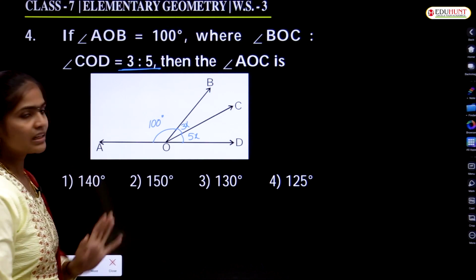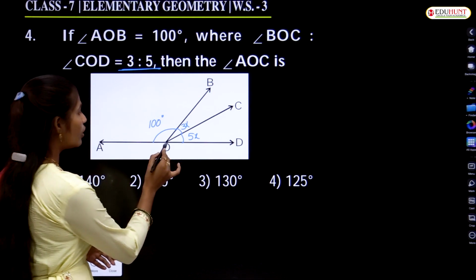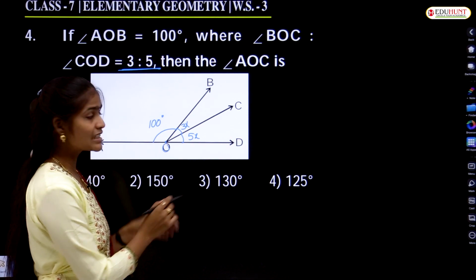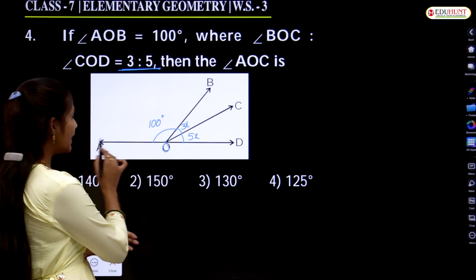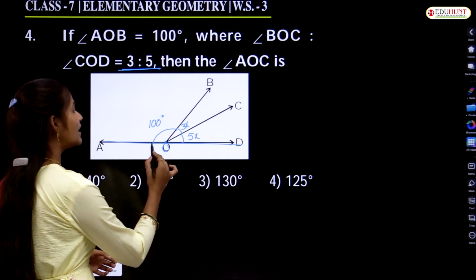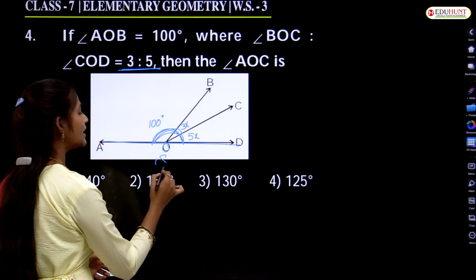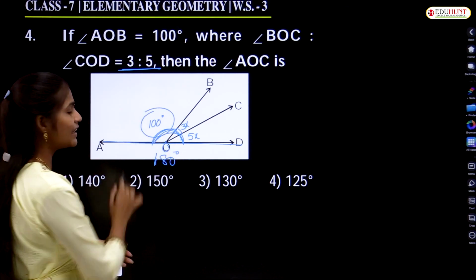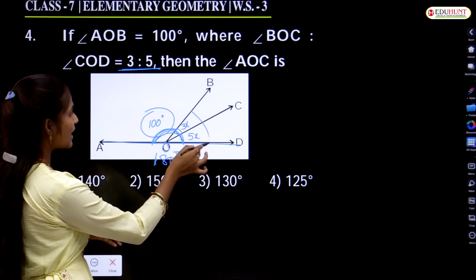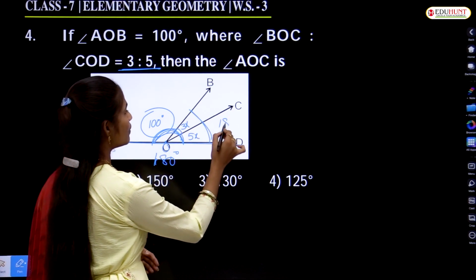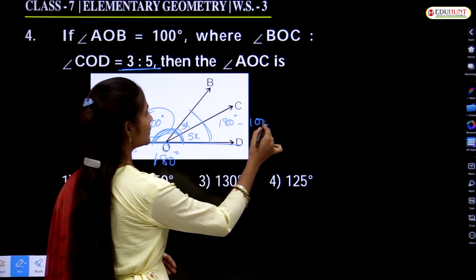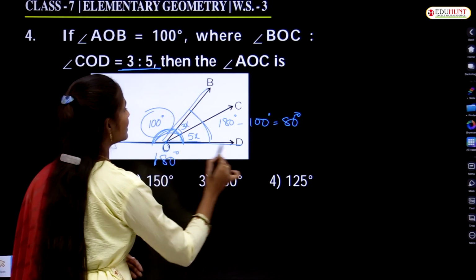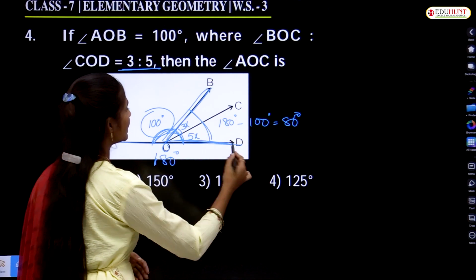Just observe the given figure. We already know that the total angle at the point O is 360 degrees, but AOD is a straight line now. That's why this total angle is equal to 180 degrees. From that 180 degrees, they have already given 100 degrees here. So the leftover angle is 180 degrees minus 100, which is equal to 80 degrees.